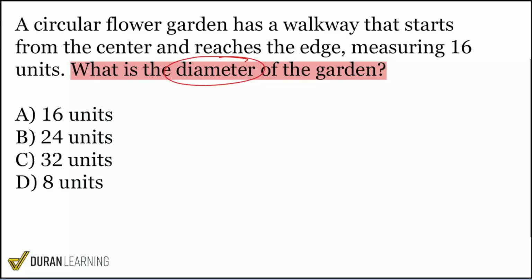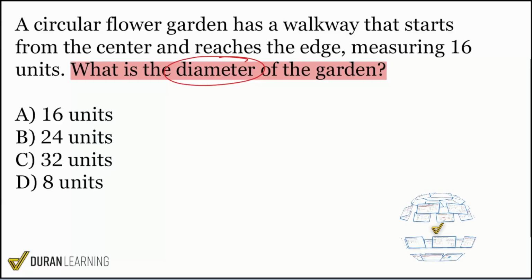So knowing that we're looking for the diameter, let's understand the information that we're given. So here it says, a circular flower garden has a walkway that starts from the center and reaches the edge, measuring 16 units. Everybody, which one are we given? Are we given the 16 units as the circumference or the area? Is it the circumference or the area? Man, I can't trick you guys. Yeah, correct. We are given the radius.